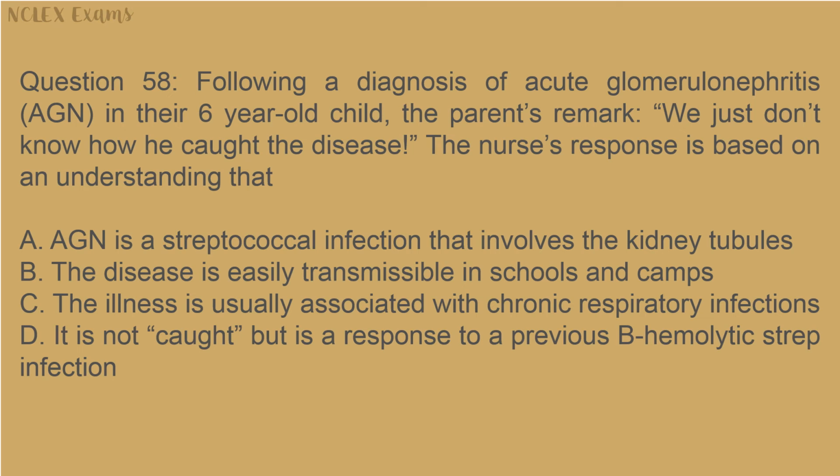Question 58. Following a diagnosis of acute glomerulonephritis (AGN) in their 6-year-old child, the parents remark, "We just don't know how he caught the disease." The nurse's response is based on an understanding that: A. AGN is a streptococcal infection that involves the kidney tubules. B. The disease is easily transmissible in schools and camps. C. The illness is usually associated with chronic respiratory infections. D. It is not caught but is a response to a previous beta hemolytic strep infection.